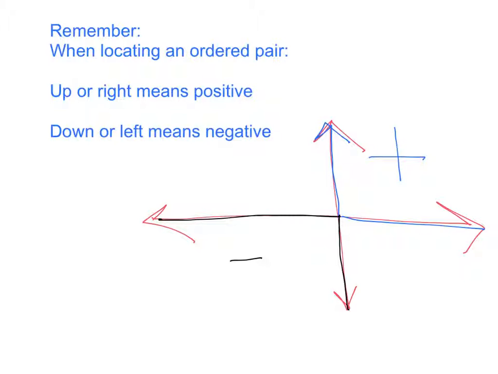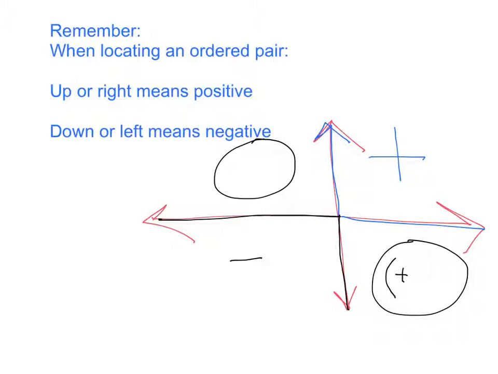Now, depending on where you are in this area, if you're in the bottom right-hand, your x is always going to be positive, but your y is going to be negative. And if you're in the top left, your x is going to be negative, but your y is going to be positive.